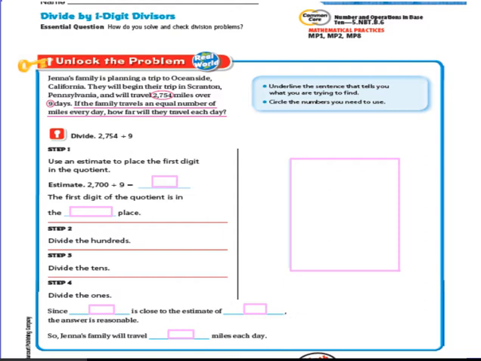So the first thing we want to do is underline what we need to know, which is the question. If the family travels an equal number of miles every day, how far will they travel each day? Then let's circle the numbers we need. We know that they're going to travel 2,754 miles, so let's circle that, and we know it's going to be 9 days. So if I'm going to break up 2,754 into 9 equal groups, I'm going to divide. So let's go through the steps of dividing again.